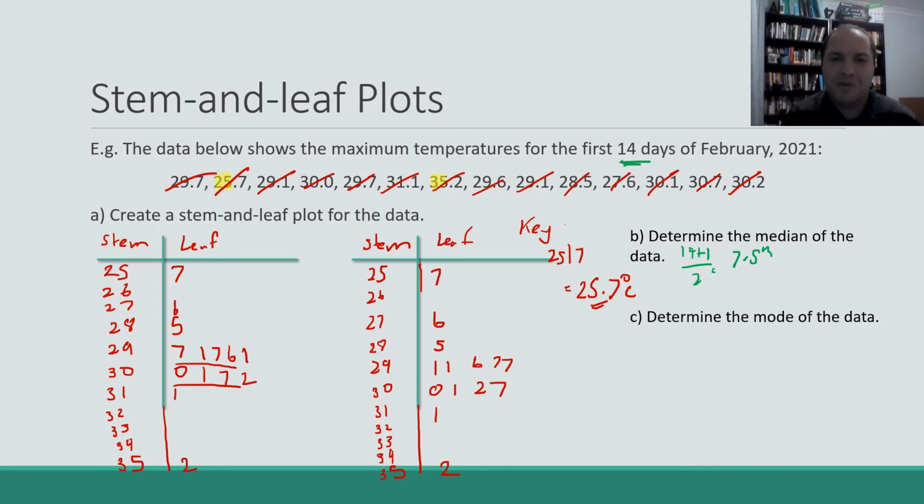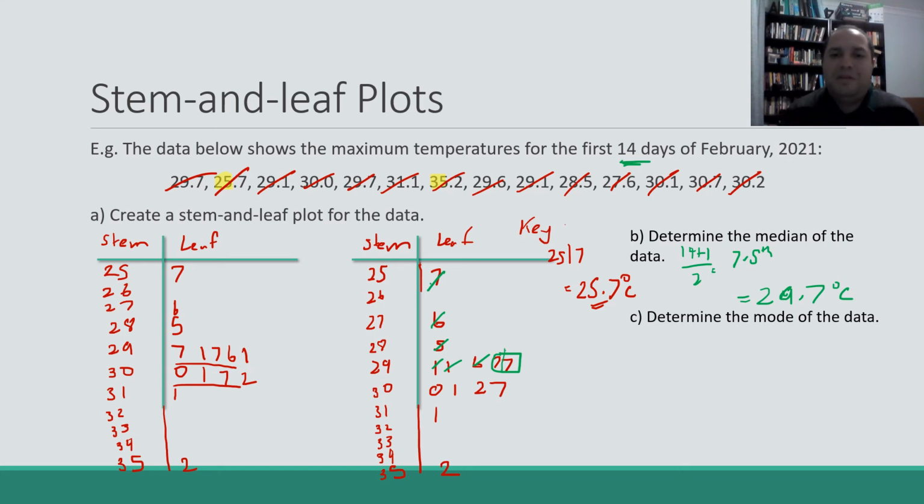So just counting them through in our stem and leaf plot, and this is why it's important to have them in order. That means you can just count through your stems, your leaves in order. So 1, 2, 3, 4, 5, 6, 7, and 8. They're both the same number, which is really handy. So that means our median is not 7, right? It's actually 29.7 degrees Celsius, because it's smack bang in the middle of 29.7 and 29.7, which is just 29.7.